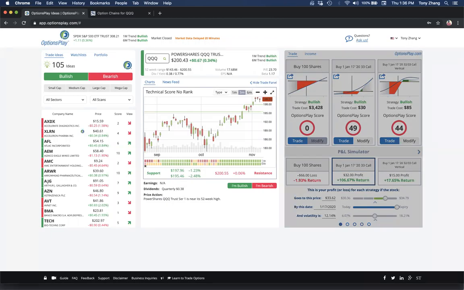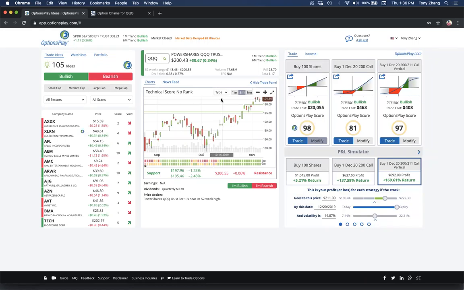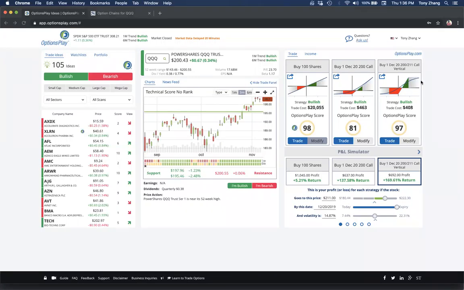VJ is asking for QQQ. NASDAQ 100 index ETF, very strong index currently, trading just around that 200 level. So let's say you were bullish on the Qs, and buying 100 shares of that stock will cost you $20,000. Buying a call option will cost you $463, so about 2% of the underlying. Buying a call spread, $408, just about 2%.